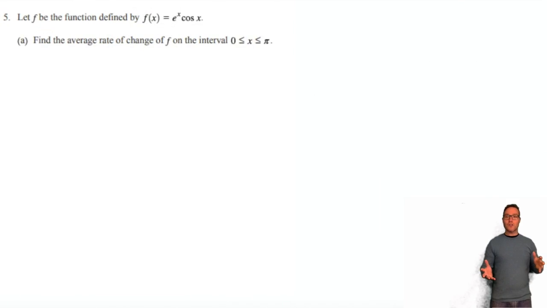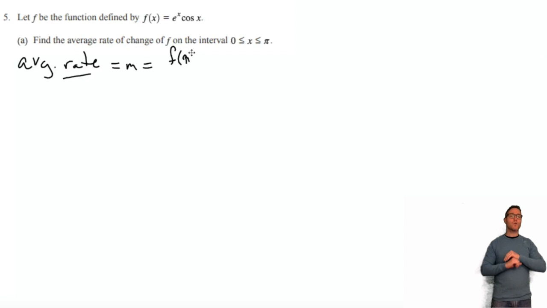Today we're going to take a look at 2018 number 5. Let's have a look. Okay, so here's part A. They want us to find the average rate of change of the function f on the interval 0 to pi. So average rate of change is the good old-fashioned slope that you know from algebra, m. And slope is change in y over change in x. That's one of the most fundamental concepts in all of mathematics.